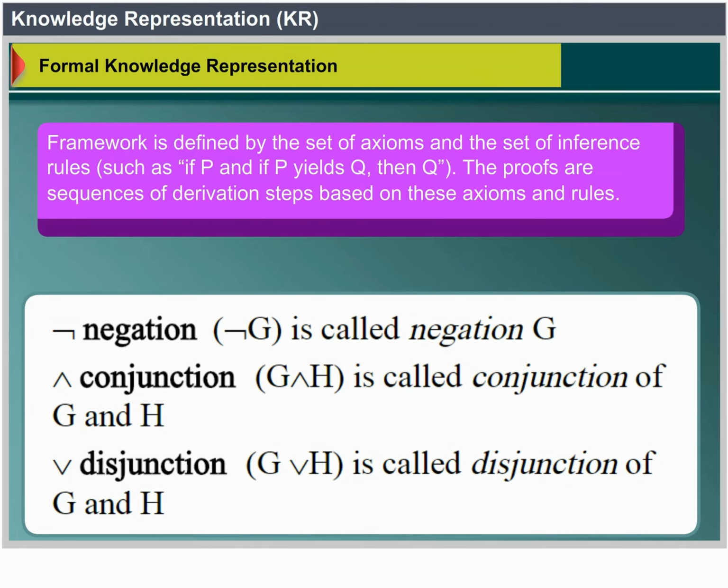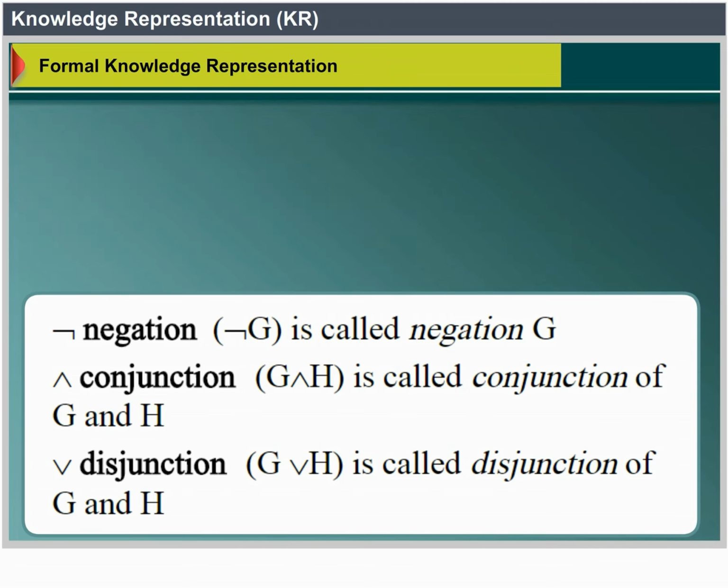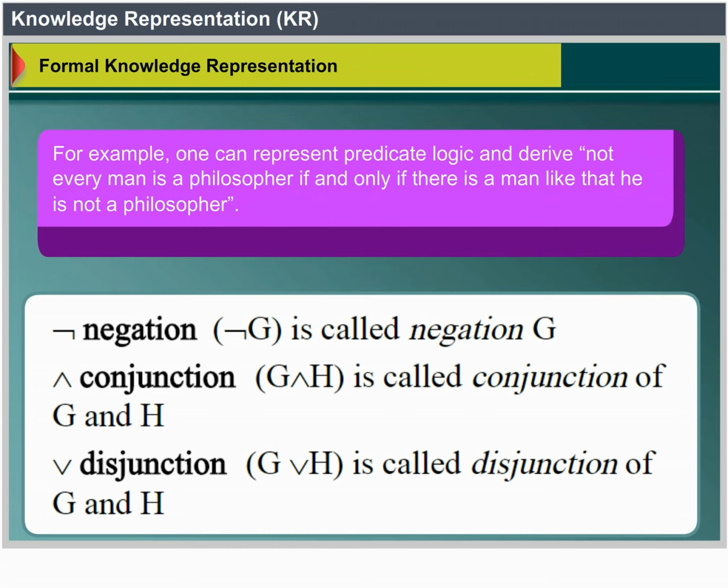A framework is defined by the set of axioms and the set of inference rules, such as if P, and if P yields Q, then Q. The proofs are sequences of derivation steps based on these axioms and rules. For example, one can represent predicate logic and derive that not every man is a philosopher if and only if there is a man like that, he is not a philosopher.